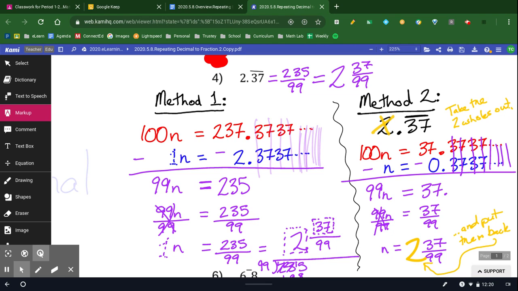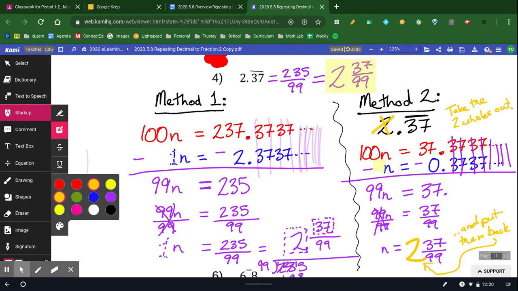Now again, while both of those answers seem to be just fine, I'll be honest, I feel like one is the better way to write it, 2 wholes and 37 99ths. I don't think I'll take off points. Maybe I'll take off a half point if you were to leave it as 235 over 99. It's not wrong. It's just not the best way to write it.